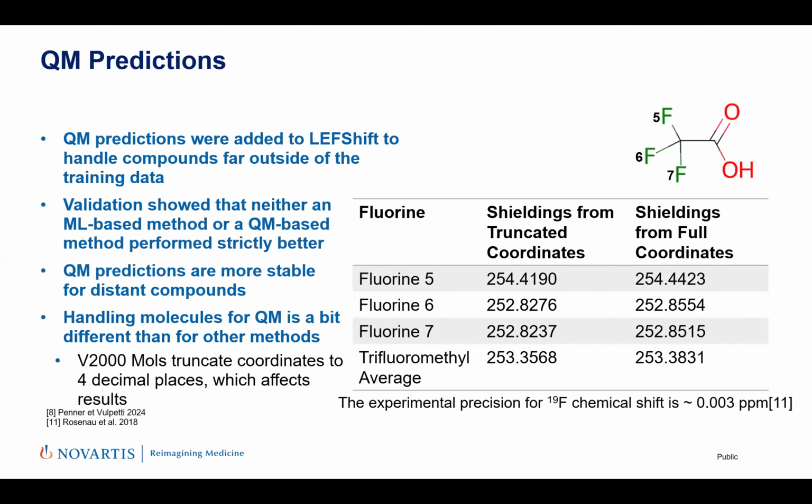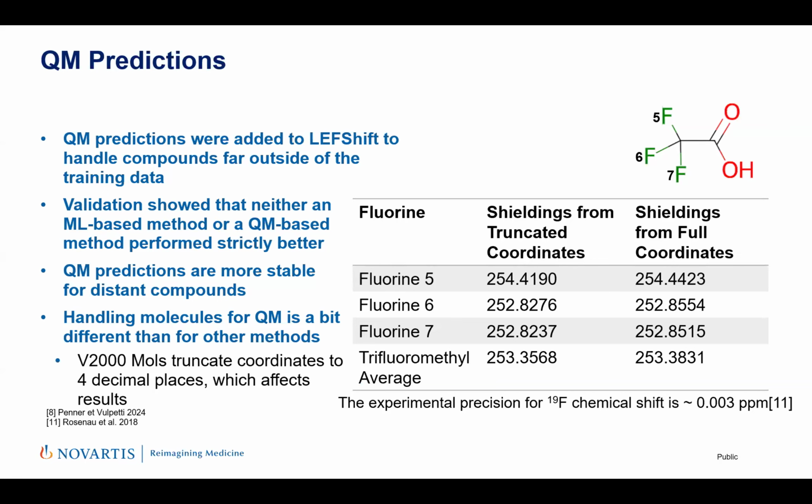So I want to talk about a few specific parts of this screening process, starting with the QM predictions that we did to do the chemical shift prediction. We added QM prediction to LeftShift to handle compounds far outside our training set. QM is a causal method more than ML, which is very limited by its training set. And if you go too far outside of that, the ML method does go a bit crazy at times. QM is not necessarily the magic bullet for precision.